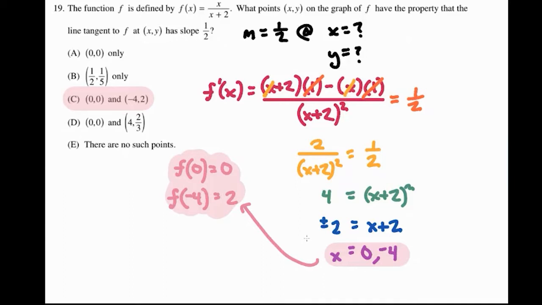Any questions on what I got there? Remember, the goal, if you didn't get it, is to at least understand the why for every color change. Like, why did I set the f prime of x equal to 1/2? You should know that because it says which points have a line tangent with a slope equal to 1/2. So slope, tangent line, all that stuff represents derivative. So I did that. No questions?